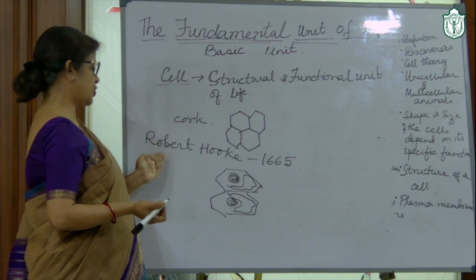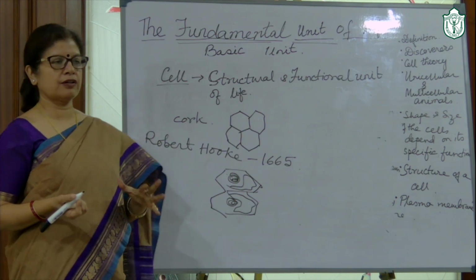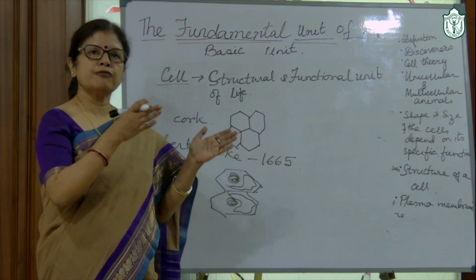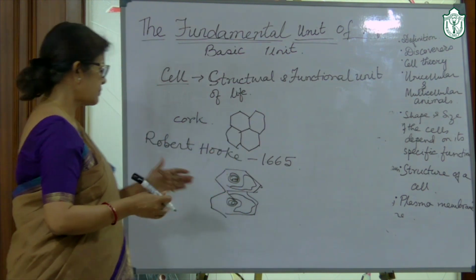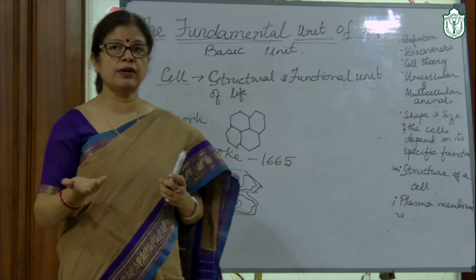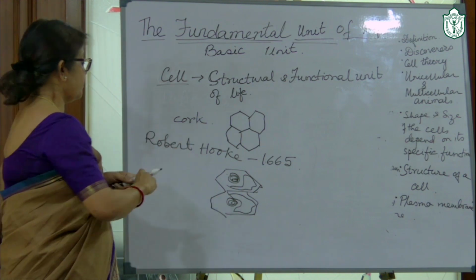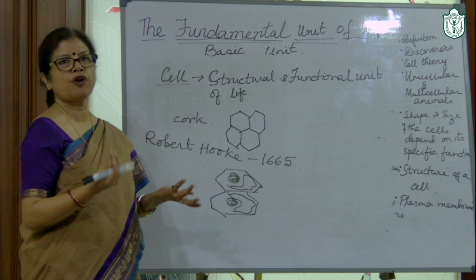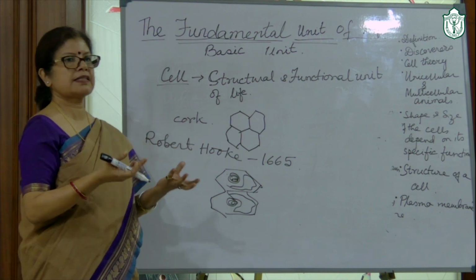After Robert Hooke, it was Leeuwenhoek who saw a cell in a developed microscope. There are many scientists who made discoveries, like Robert Brown, who discovered the nucleus. Many scientists have discovered cell organelles, and they have coined the names of those cell organelles.